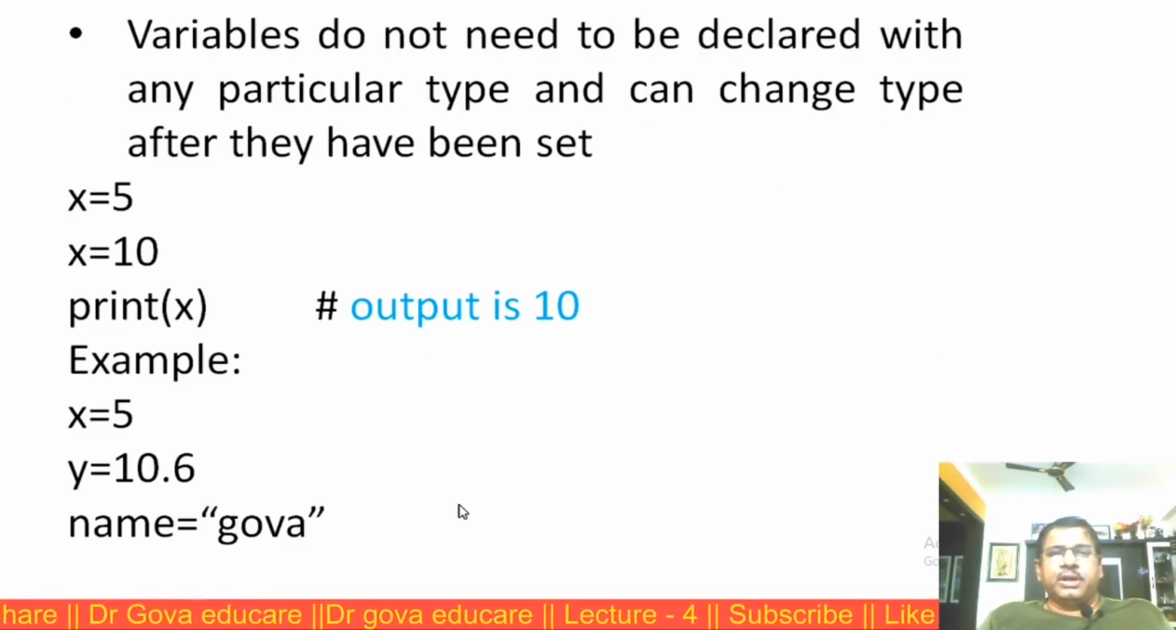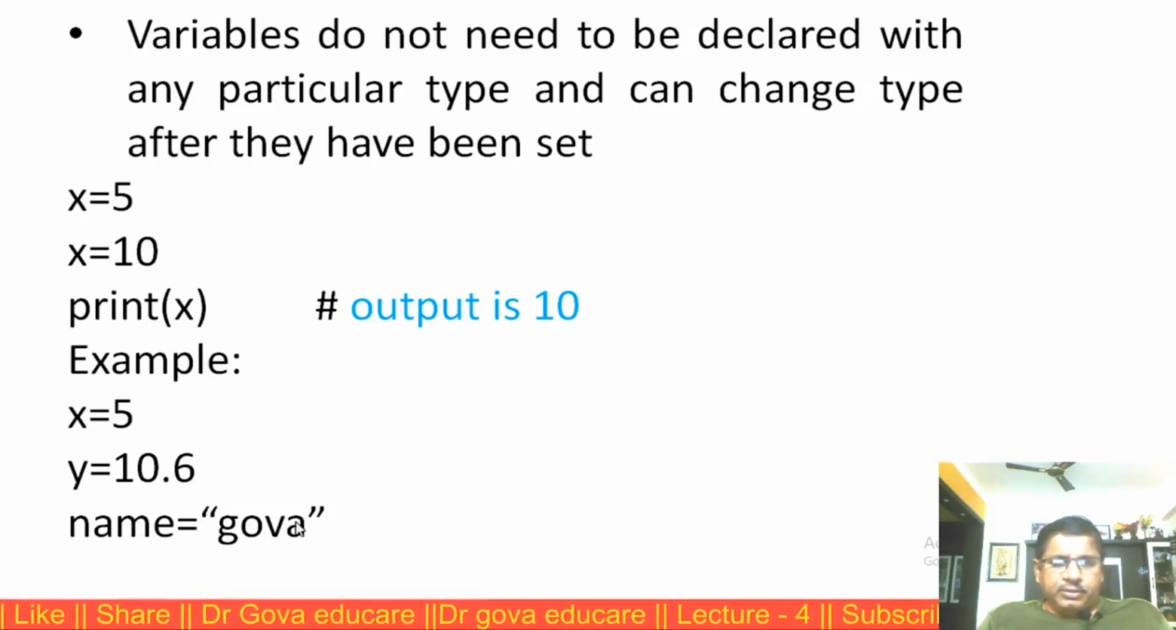Variables do not need to be declared with any particular type and can change type after they have been set, because Python is a dynamically typed programming language. This is the example: x = 5, x = 10. If I try to print x, this value will be displayed. Similarly, x = 5, y = 10.6, name = "Goa".